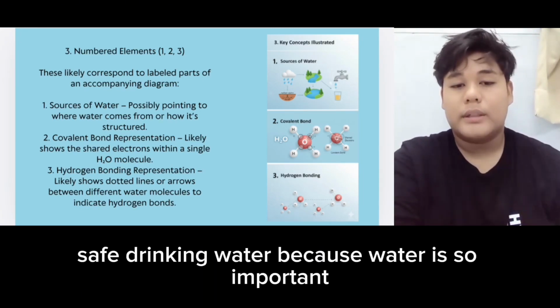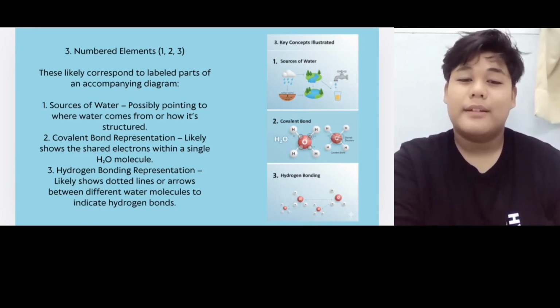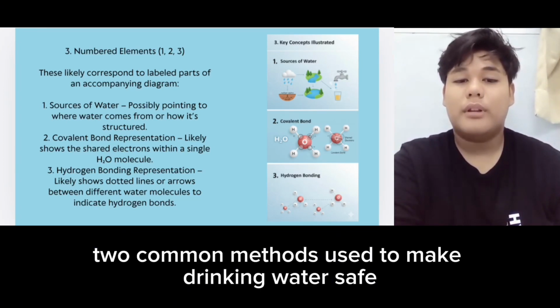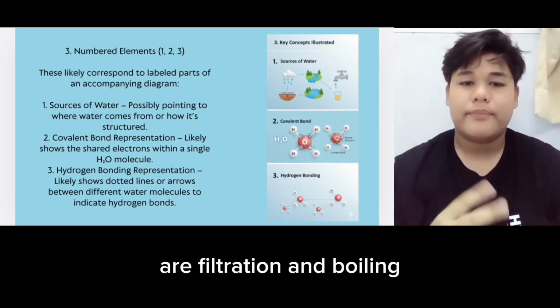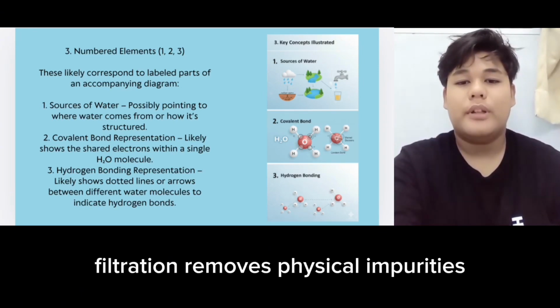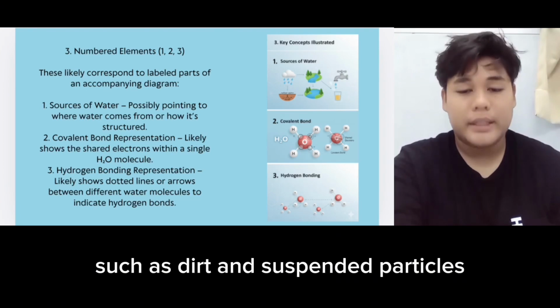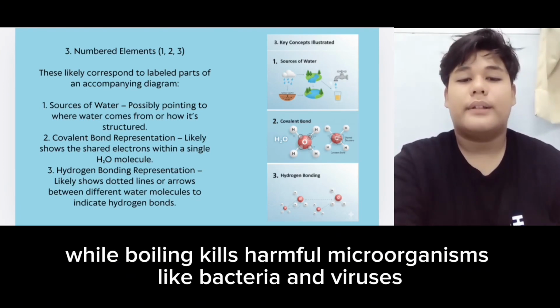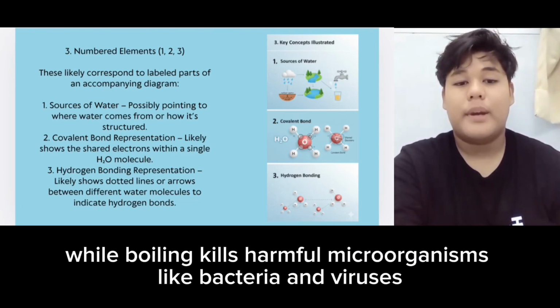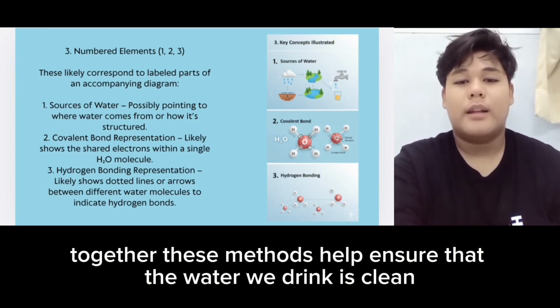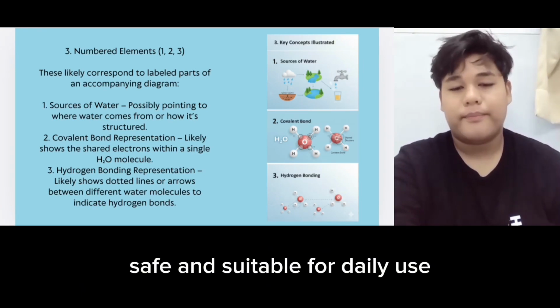Safe drinking water. Because water is so important, it must be safe to consume. Two common methods used to make drinking water safe are filtration and boiling. Filtration removes physical impurities such as dirt and suspended particles, while boiling kills harmful microorganisms like bacteria and viruses. Together, these methods help ensure that the water we drink is clean, safe, and suitable for daily use.